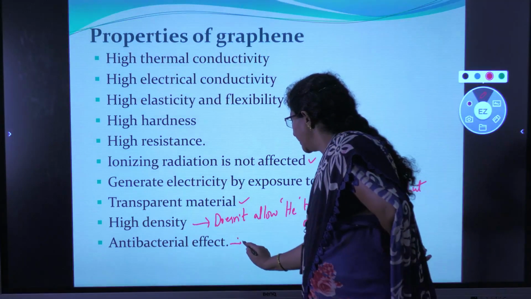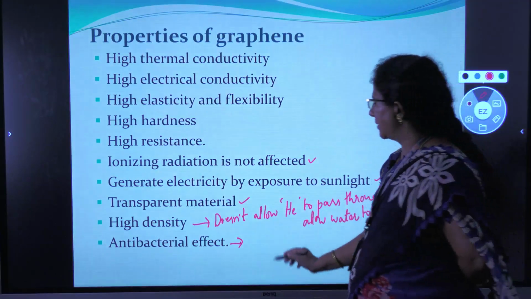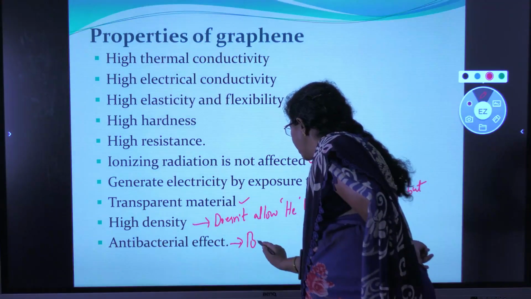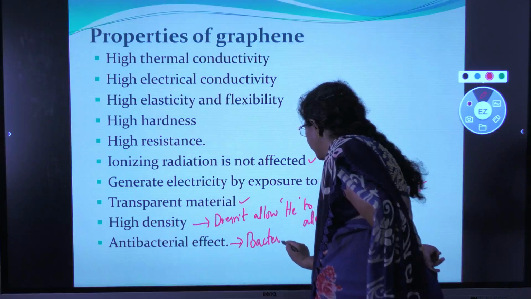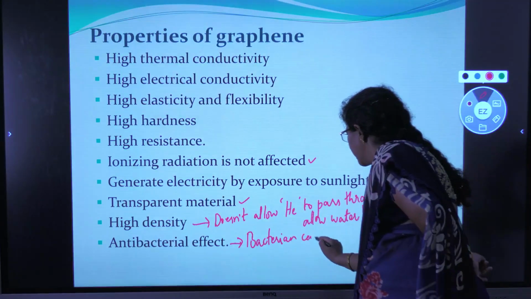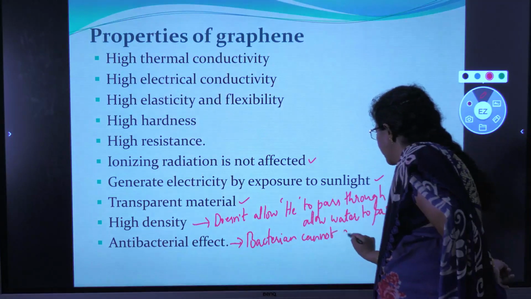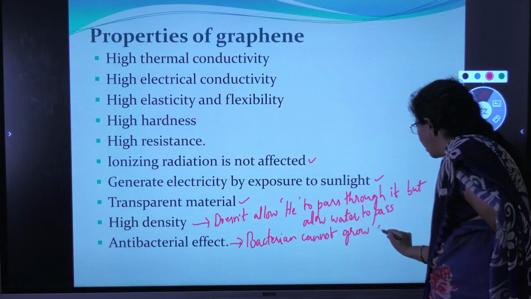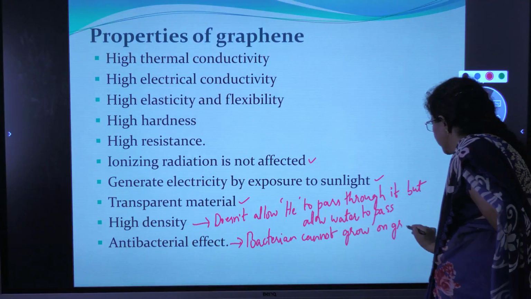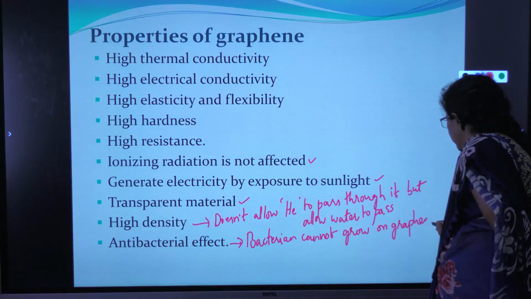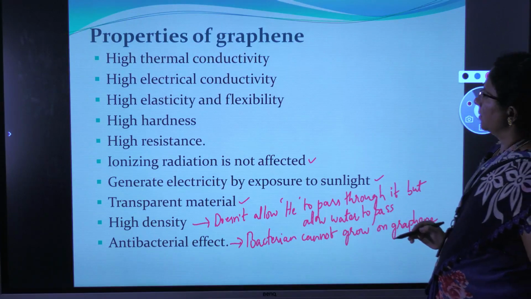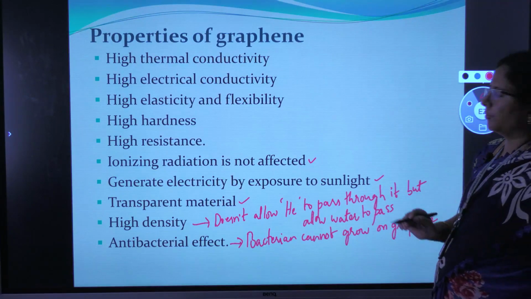And it shows antibacterial effect. That means bacteria cannot be grown on graphene. So these are some of the properties of graphene.